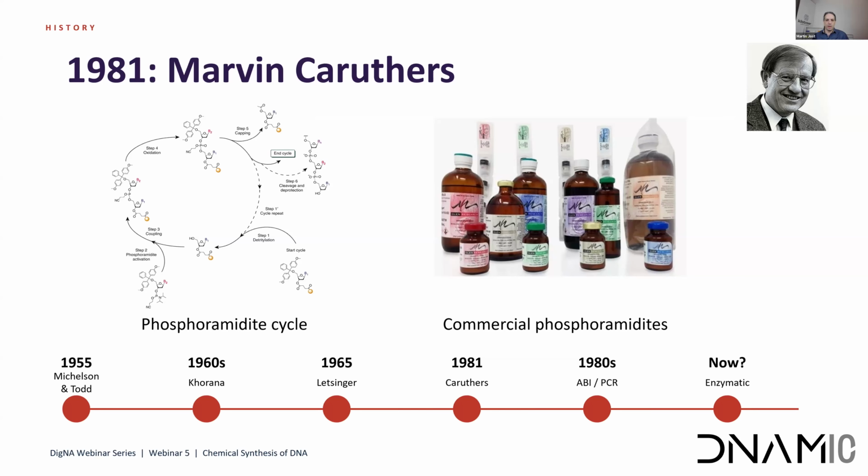The resulting phosphoramidite building blocks were stable enough to be manufactured, stored as solids and shipped, and then activated on demand by simply adding a weak acid. This made commercial scale production and distribution of DNA synthesis reagents viable.